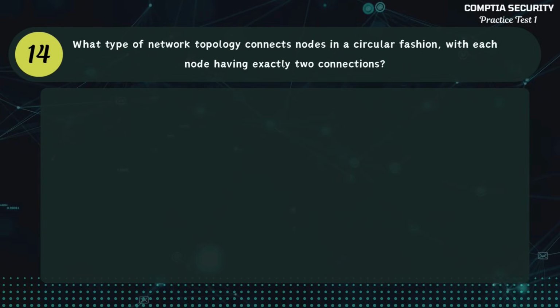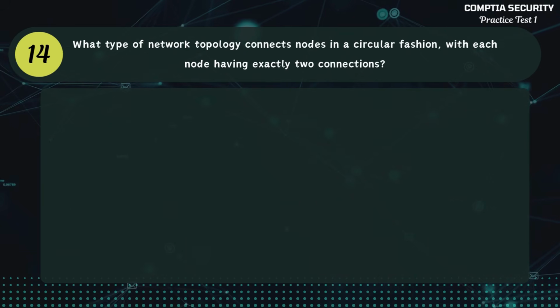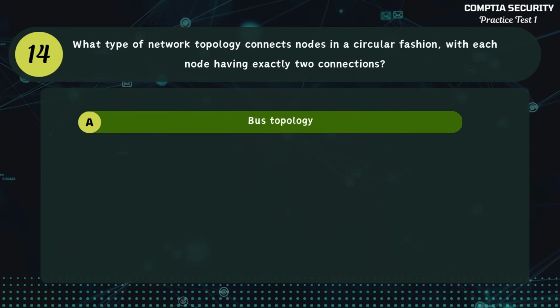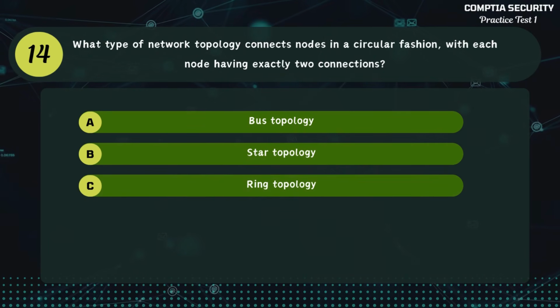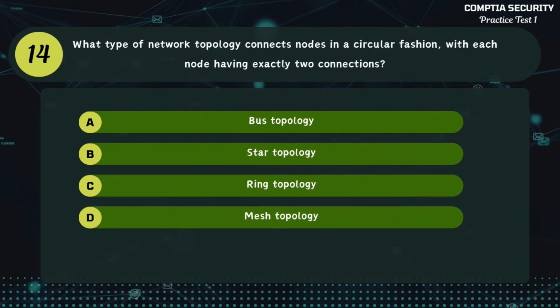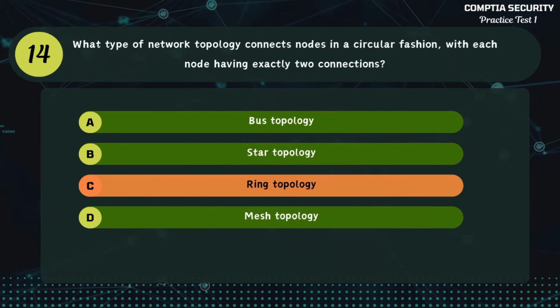Question 14. What type of network topology connects nodes in a circular fashion, with each node having exactly 2 connections? A. Bus topology. B. Star topology. C. Ring topology. D. Mesh topology. Correct answer C. Ring topology.